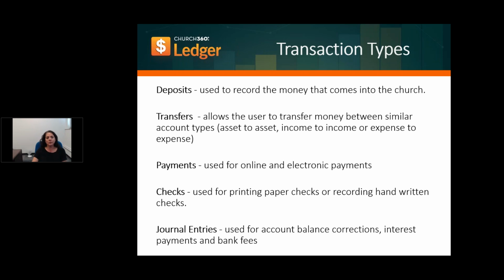Payments are used for your online electronic payments. So any online bill pay to a vendor, any of your monthly payments that you need to make would be considered a payment. Checks are used for printing paper checks or recording a handwritten check. And then your journal entries are used for account balances, corrections, interest payments, and bank fees.